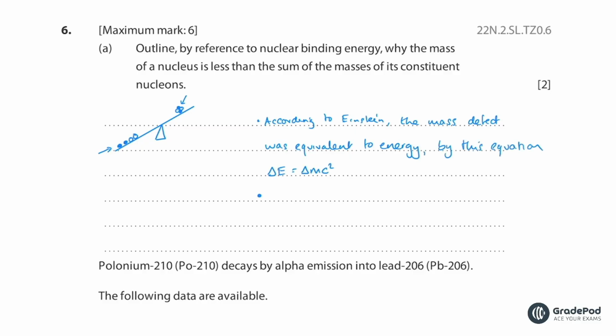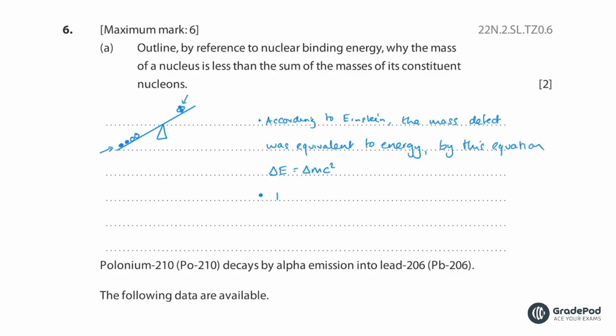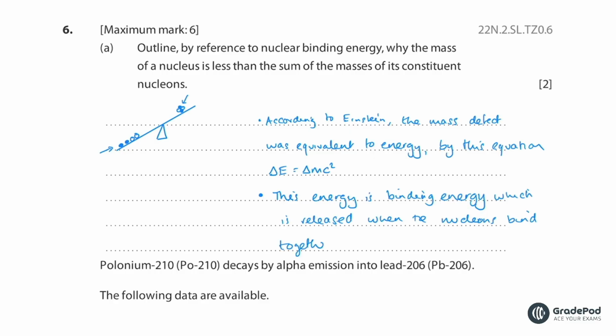And now what we have to do is explain where that energy is used up. This energy is binding energy, which is released when the nucleons come together. And then we should write this explains the mass defect.